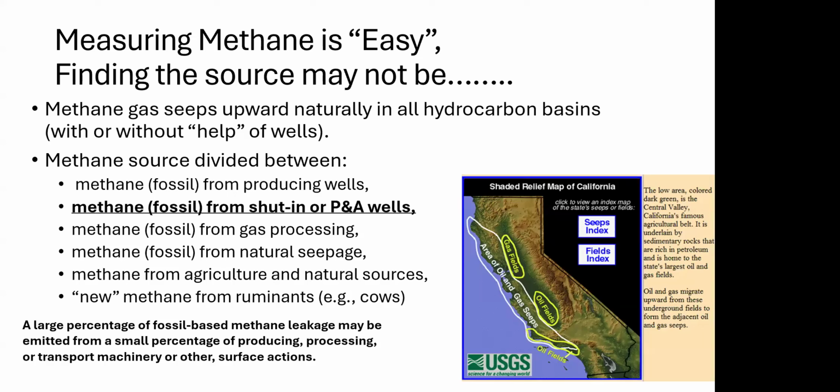Now, measuring the methane, that's easy. Finding the source may not be, because a lot of the methane sources that I've shown here can be from things that don't have anything to do with the well. If you look at the little shaded map of California in the right-hand lower corner, you can see where their oil and gas fields are, but that whole coast is a very frequent area for natural gas seepage to the surface. So don't confuse that with your orphan wells, because that natural seepage is not something you're going to be able to really do anything with.